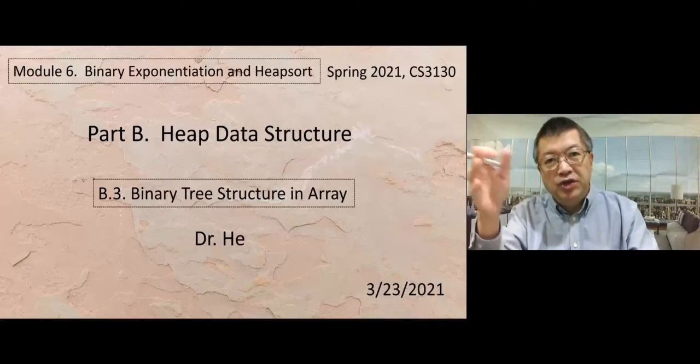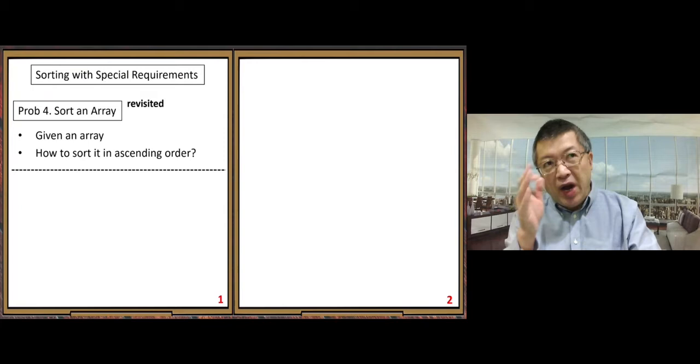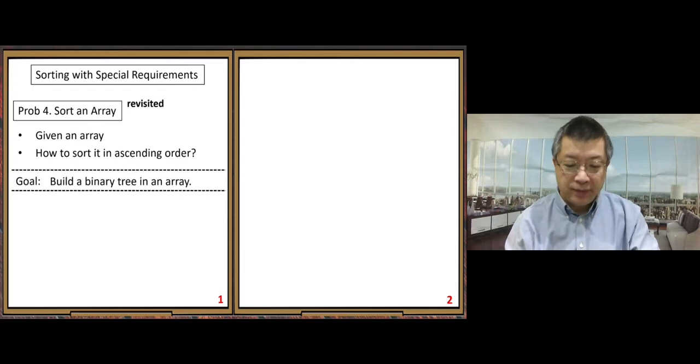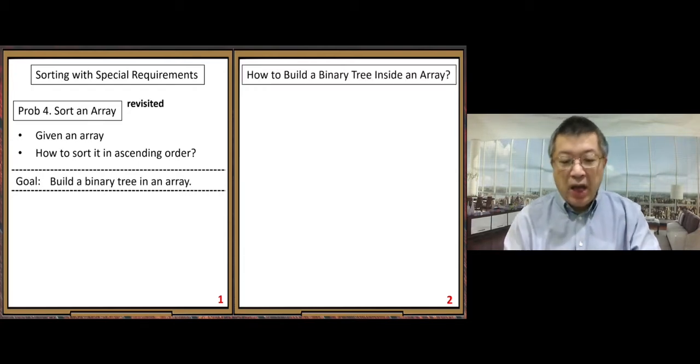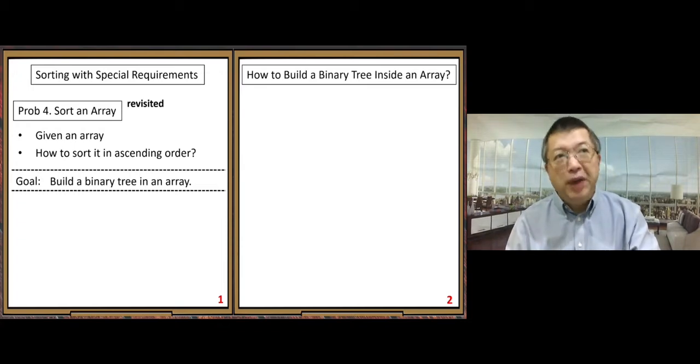Binary tree structure in array. All right. Let's try to build a binary tree structure in array. So that's our goal. The question is, how to build it. So we need to do some analysis. We try to get some understanding before we can do it.